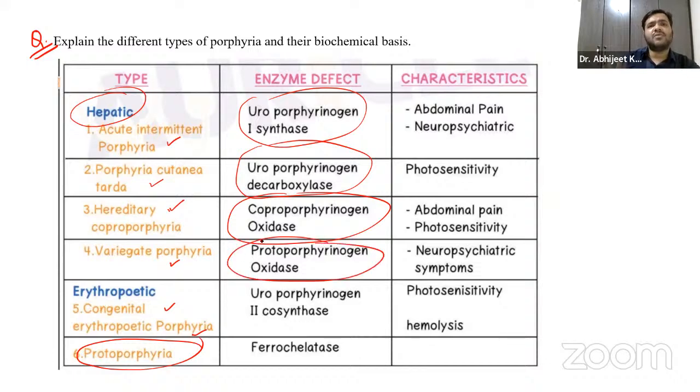So that is how you have to mention the different types, what the biochemical basis defects are, and what characteristics the patient will be suffering from. Not in the form of a flowchart, just try to write it one by one: the enzyme defect, the characteristics, and where it is taking place.